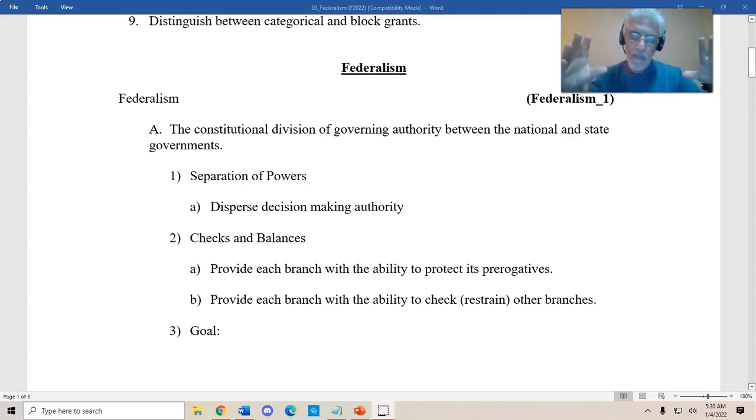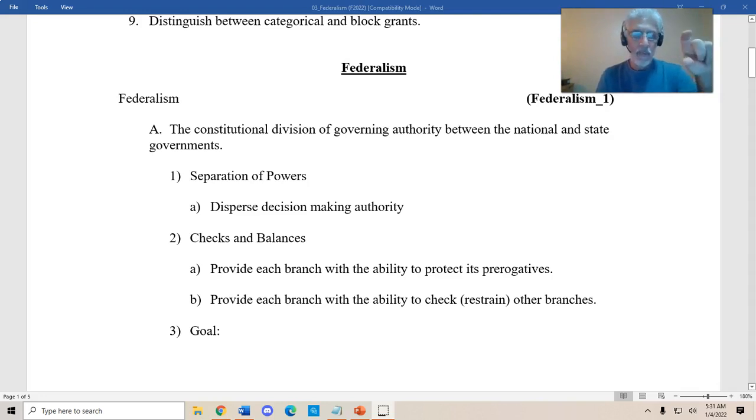Oftentimes when people talk about federalism and this constitutional division of governing authority, they make it seem like in the Constitution it's clearly laid out what the federal government can do and what the state governments can do. But it's not. It's constantly being negotiated. The federal government and the state government are constantly sort of battling one another over who's in control of certain policies. We'll talk about that more as we go through these lecture videos.